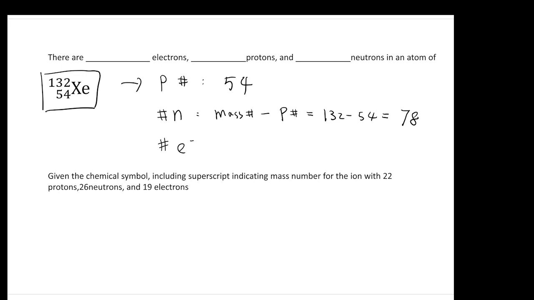How many electrons do you have? The number of electrons equals 54, right? Because the atom is neutral. So you know the number of electrons equals 54.